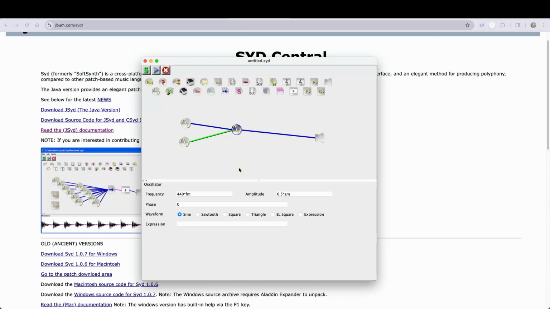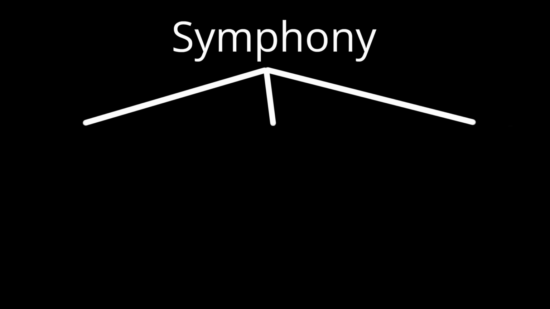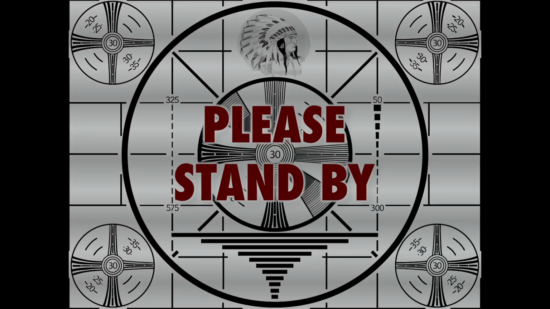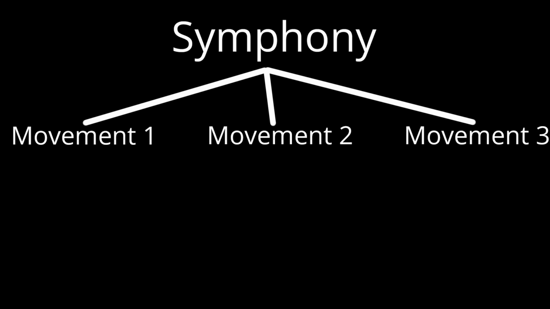Now, I had an interesting idea, and I was thinking about the way music compositions work. In a music composition, it's also like a tree. You have a single thing, which is the piece of music, like a symphony, and then the symphony is divided into three parts. Hold on a sec. What are those things called? Movements. The symphony is divided into three movements.